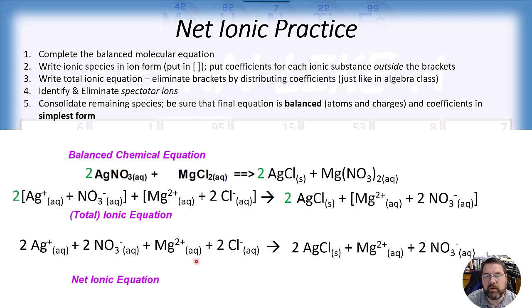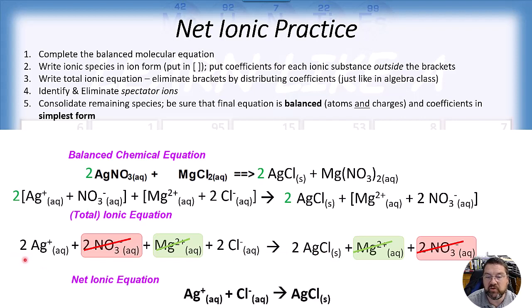Now looking at this, we see that the nitrates are on both sides, as well as the magnesium ions. So those are going to be factored out. Those are spectator ions. And so then if we consolidate, we have 2 Ag+ plus 2 Cl-, yielding 2 AgCl solid. Notice they all have a coefficient of 2, which means they can be reduced. And we get Ag+ aqueous plus Cl- aqueous, yielding AgCl solid. And that will be our net ionic equation.